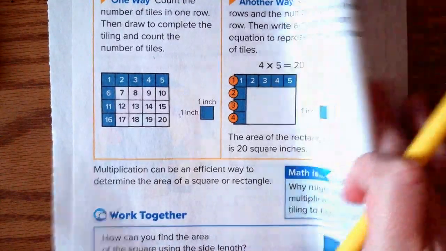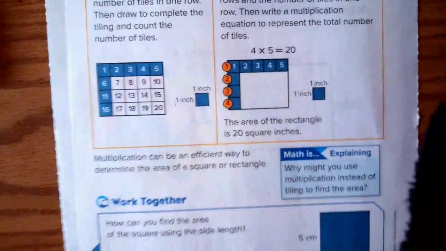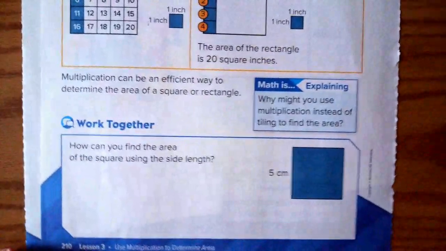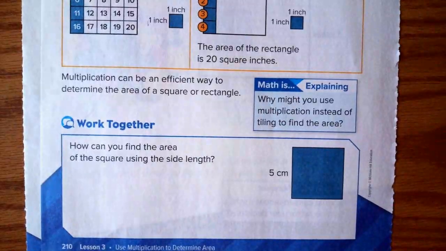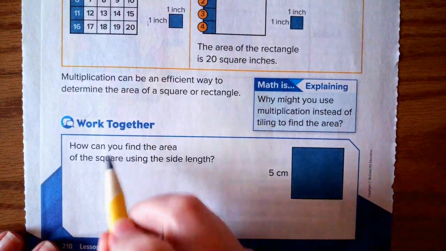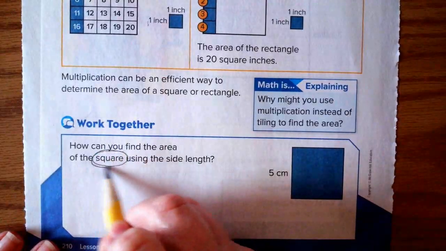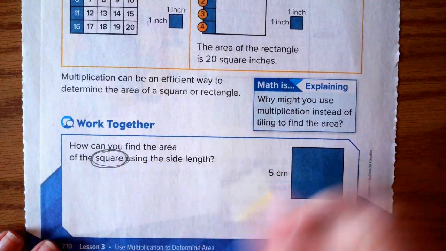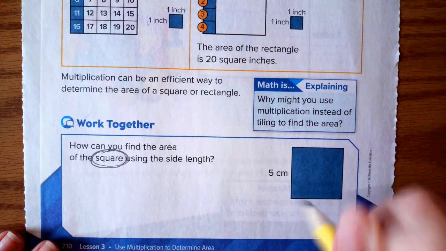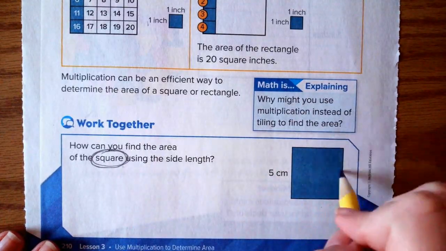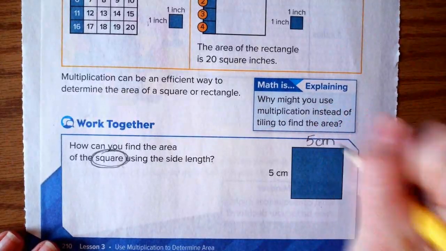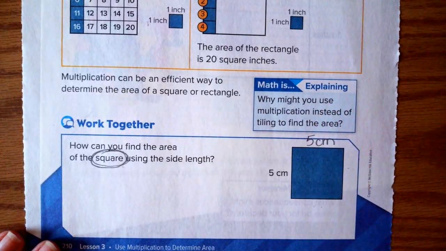All right, so let's look. I'm going to move this just a little bit so we can see the bottom. How can you find the area of the square using the side length? Oh, look at this. Because it says square. And what do we know about all squares? All 4 sides are the same. A square, all 4 sides are the same. So if this is 5 centimeters, this is 5 centimeters, this is 5 centimeters, and this side's 5 centimeters.